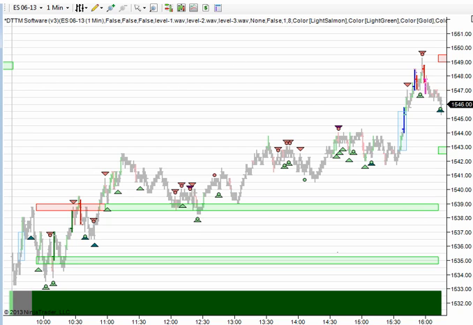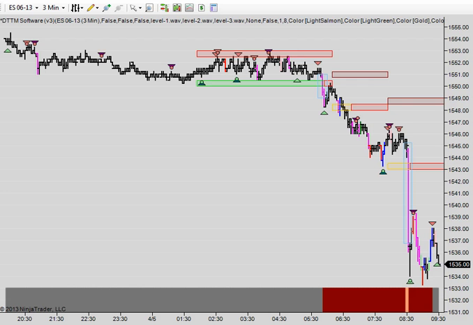Let me throw on last night's overnight chart, which you can see here. Now this happens to be a 3 minute chart. The one before was a 1 minute chart. On the overnight, I just like to use a little bit longer term, like a 3 minute, to give me a little bit wider look because the overnight trade's so slow.